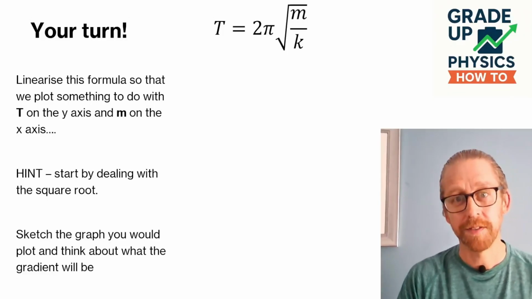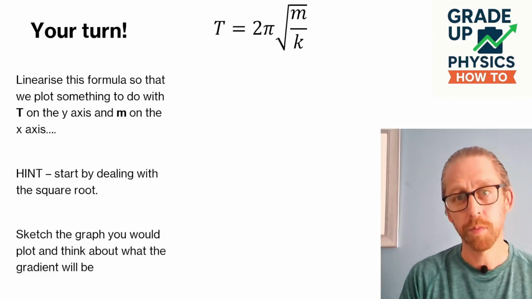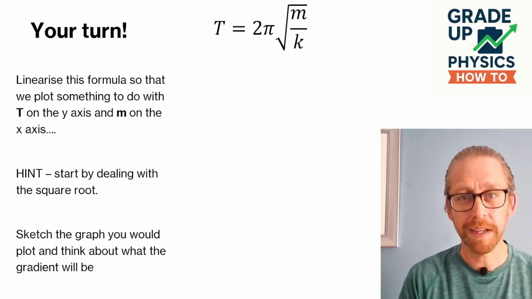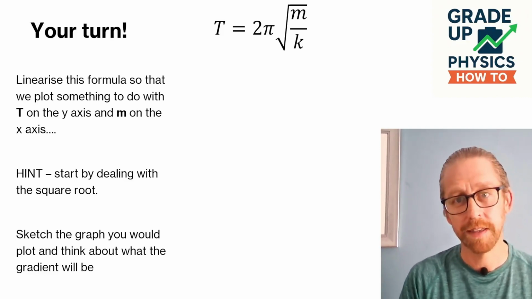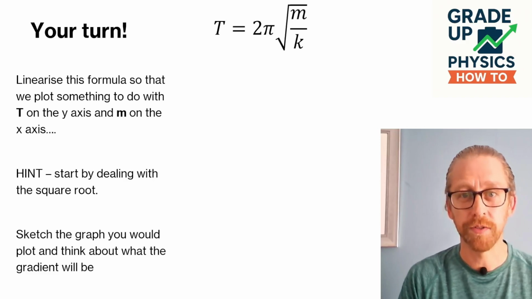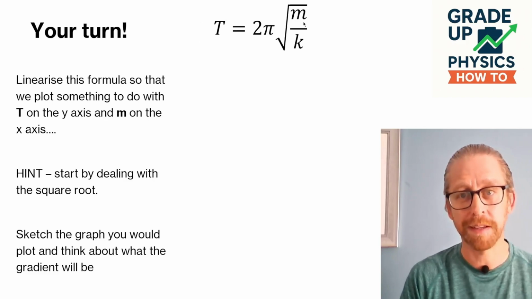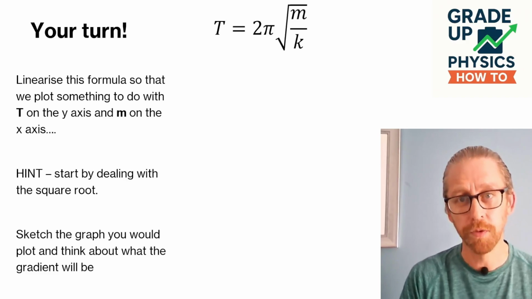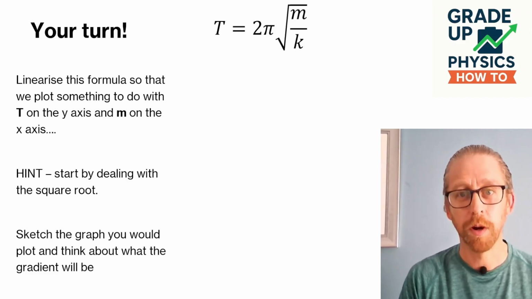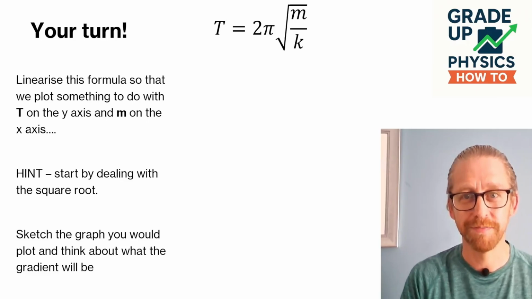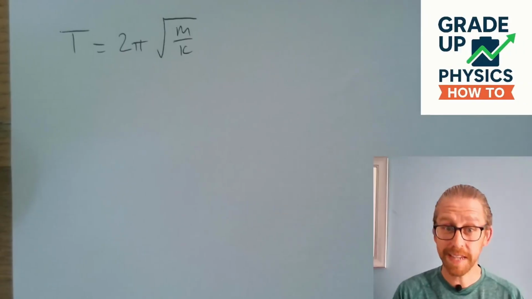As always in these videos, I like to give you the chance to put into practice what we've been looking at. So we're going to have a go at trying to linearise the equation for a mass oscillating on a spring. Again, very similar format to the one that we've just seen. We've got T as our time period, m is the mass on a spring, and k is the spring constant of the spring. So pause the video here, have a go, and we'll work through it together in a moment. Good luck.